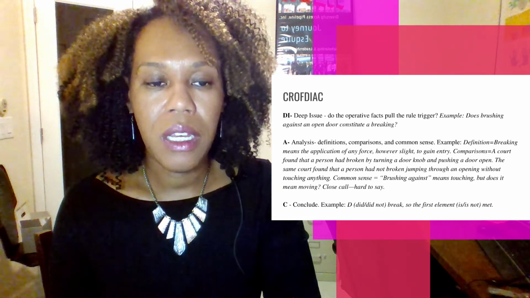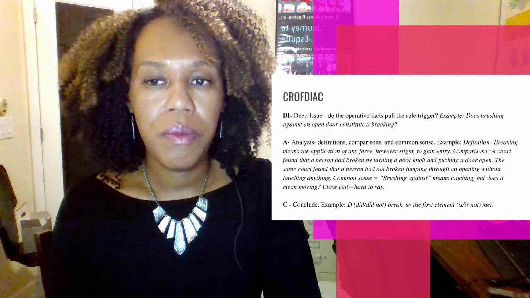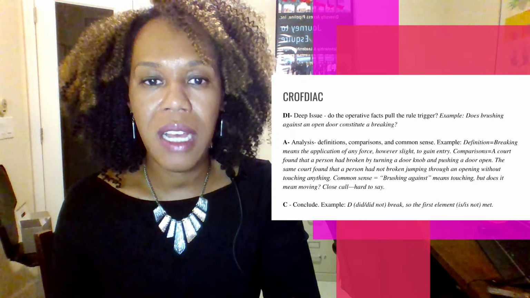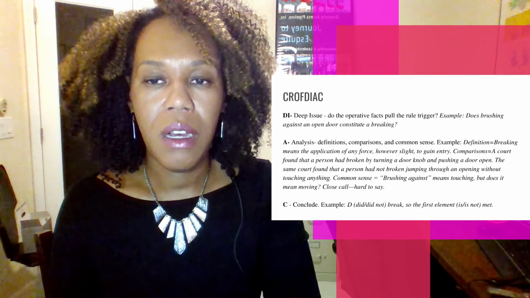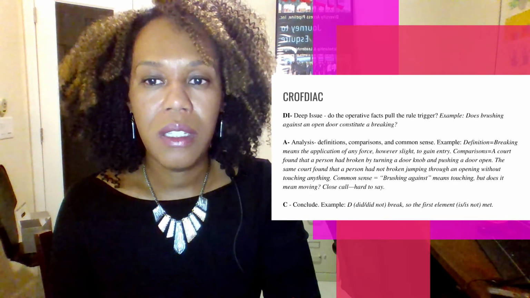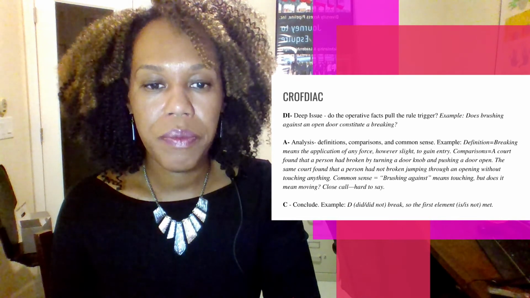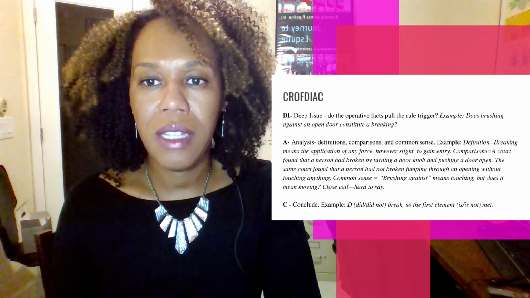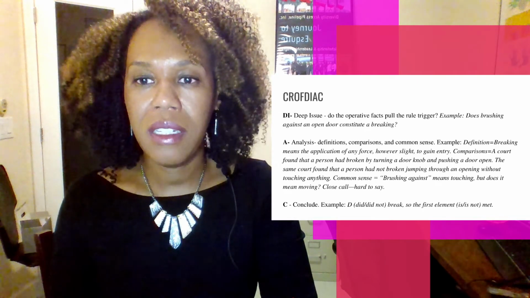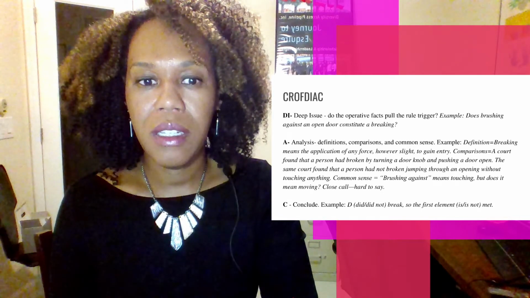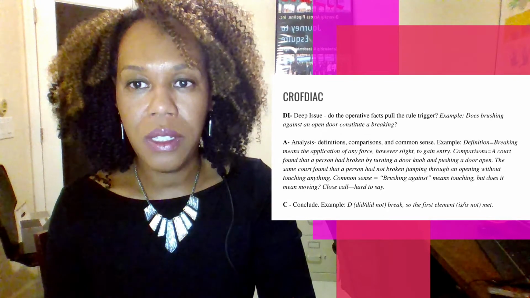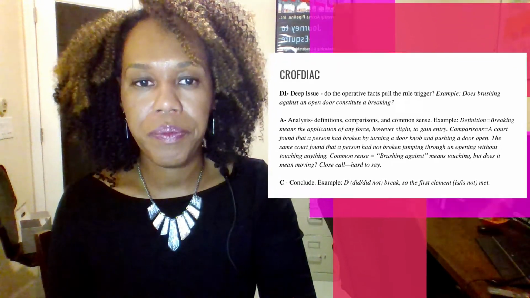And a conclusion, again, simple, get to the point. When you're doing CROFDIAC, because so much of the time is spent on this analysis and deep issue and rule triggers, this conclusion can be even more brief. So here, the defendant did not break, so the first element is or is not met, depending on how you decide. And you should choose a side. In the analysis, we said, well, on the one hand, on the other, but we're going to want you to choose a side or else it won't be a true conclusion.